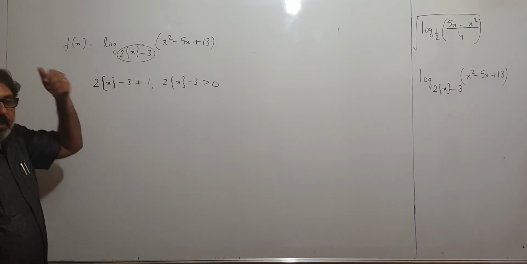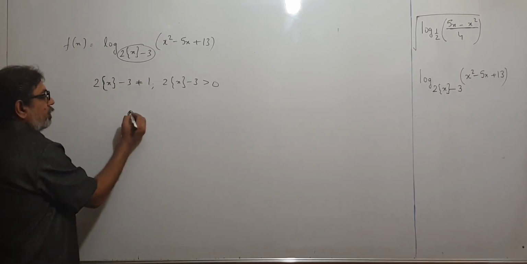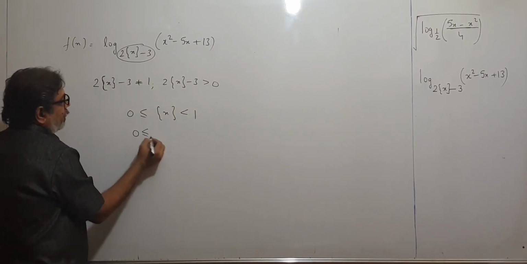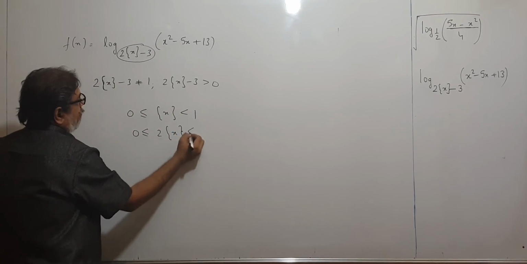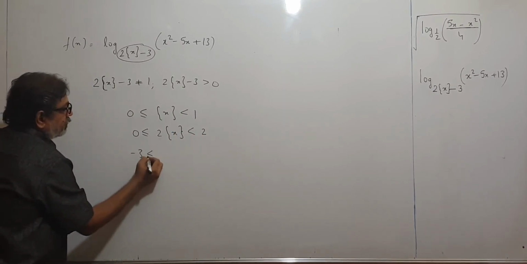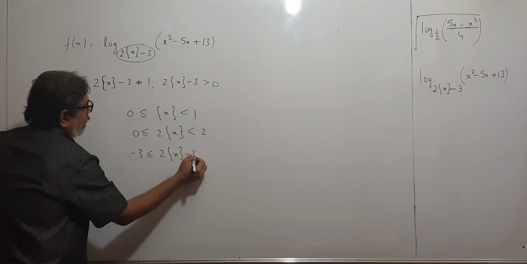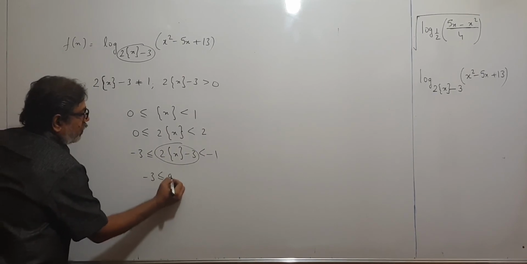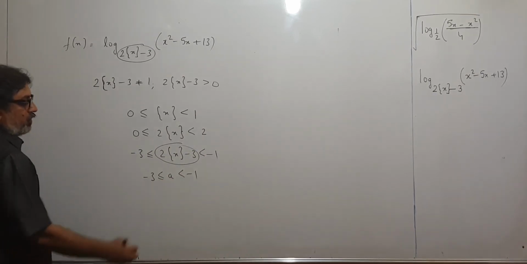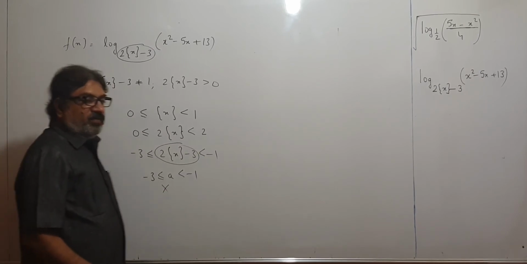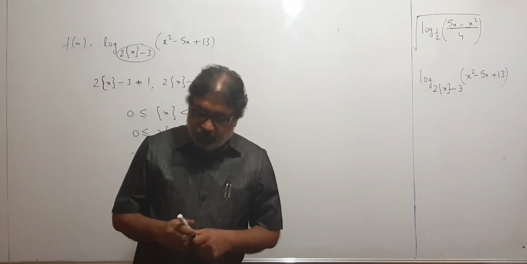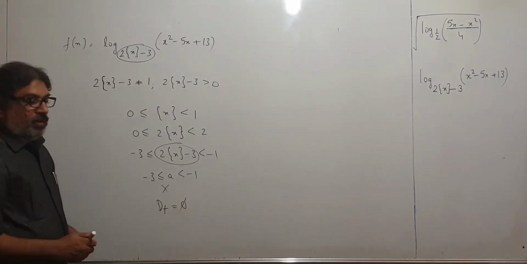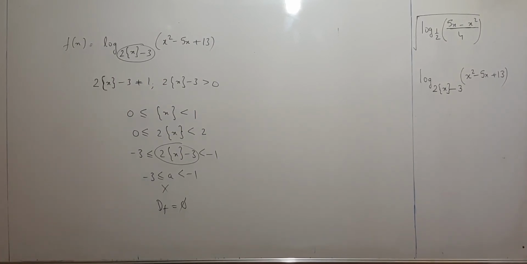Let us check where it lies. You already know that 0 less than or equal to the fractional part of x less than 1. Multiply by 2. Subtract 3. That means this number lies between −3 and −1. Not possible. So such x cannot exist. So domain is null set. Domain is null set. So D_f is null set, because the base does not exist. Please pause and copy.